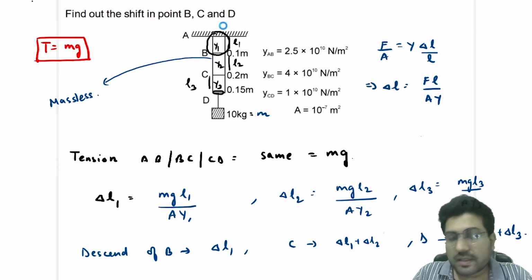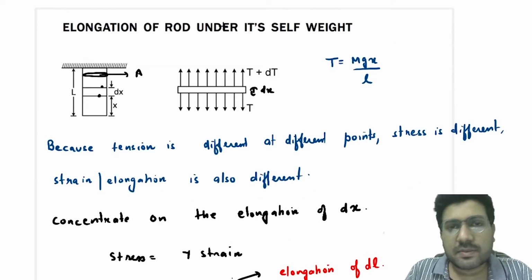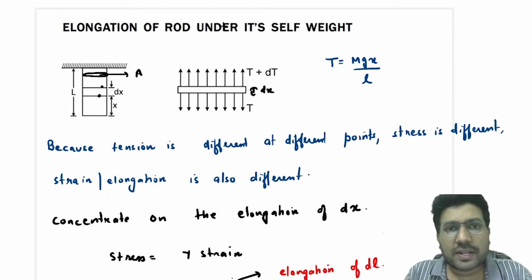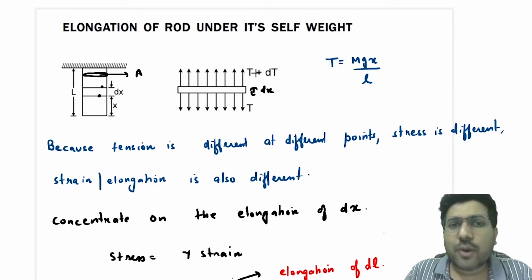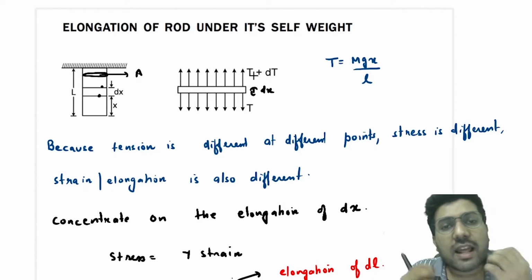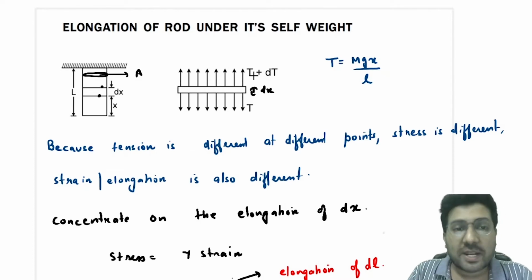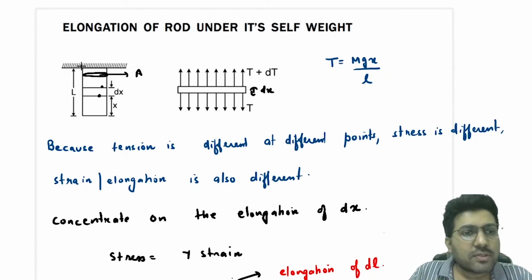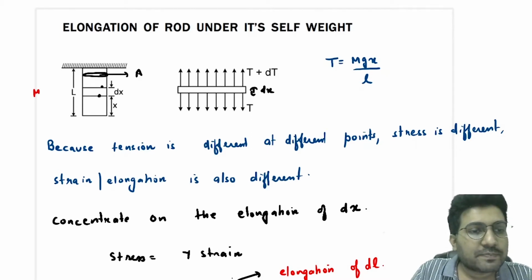Now let us look at the next part. This is very, very important. Elongation of a rod under its own weight. If a rod has mass, then it will elongate due to its own weight. Suppose this is a rod of length L and mass M.